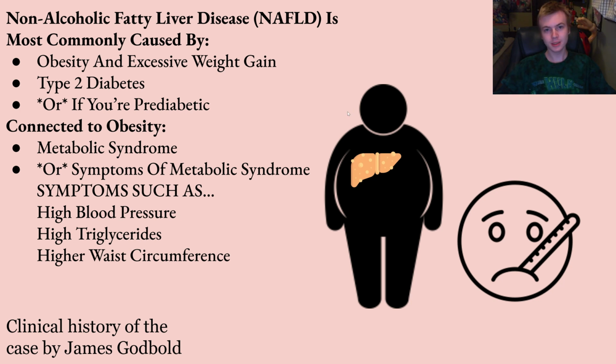So, metabolic syndrome, or what could be described as the symptoms of metabolic syndrome, because metabolic syndrome is just a cluster of symptoms related to something like obesity or diabetes. When we're getting into the symptoms of metabolic syndrome, you can see that it's things like high blood pressure, high triglycerides, higher waist circumference. These are all symptoms and byproducts of being obese and generally excessively overweight.